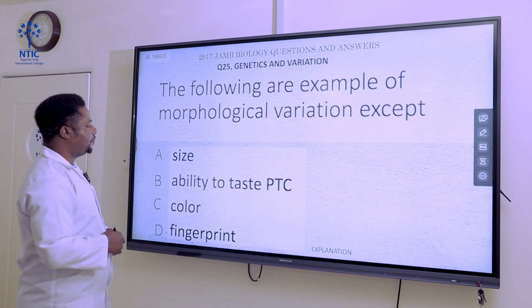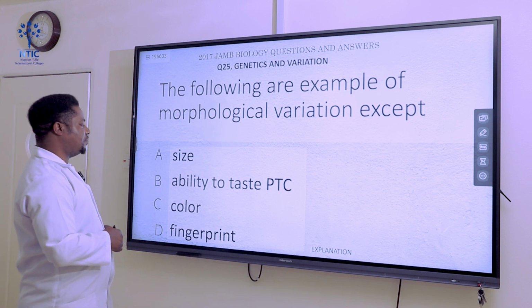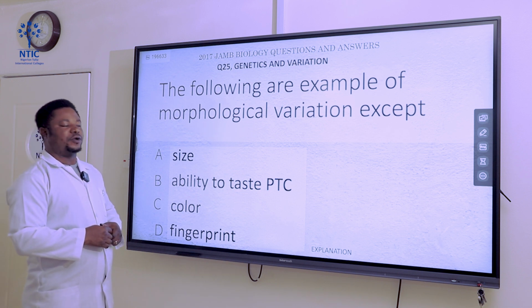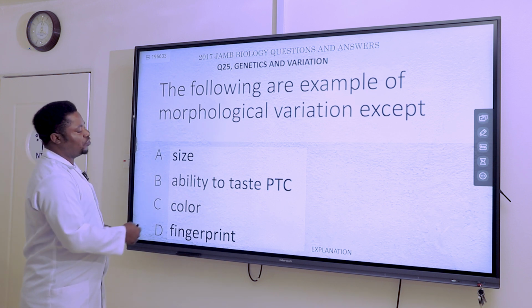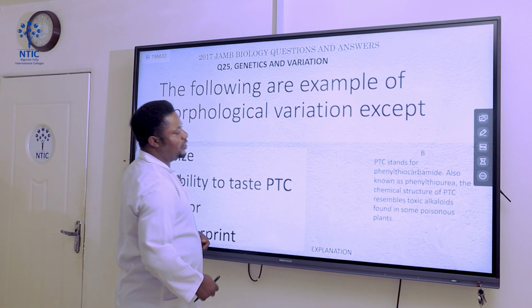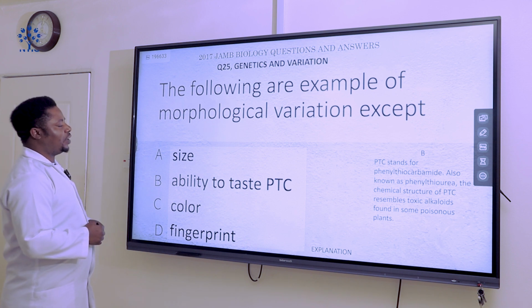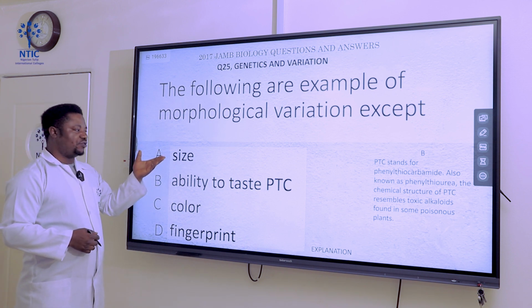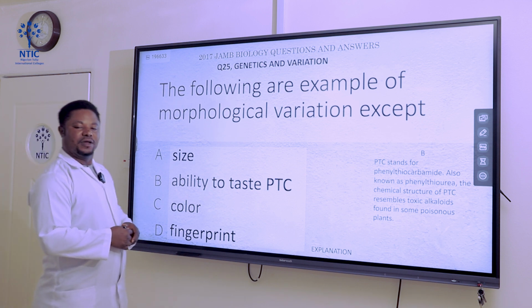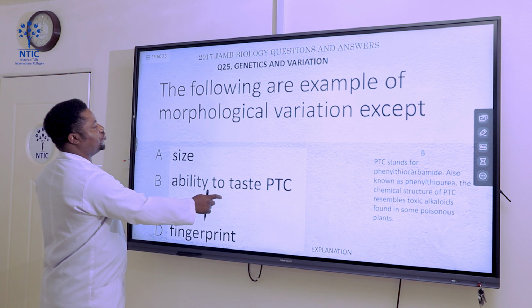Question number 25. The following are examples of morphological variation, except, which is not an example of morphological variation. Looking at these options, you will see that our ability to taste PTC is actually physiological variation. So B is our answer. Size and color are morphological variation. Fingerprint is also morphological variation. So B is our answer in this question.